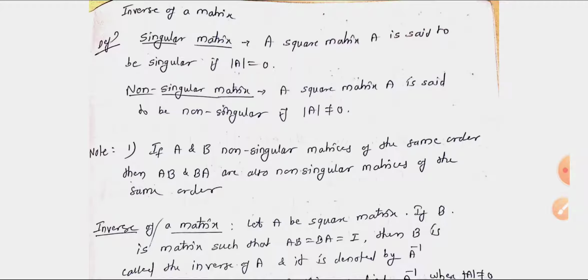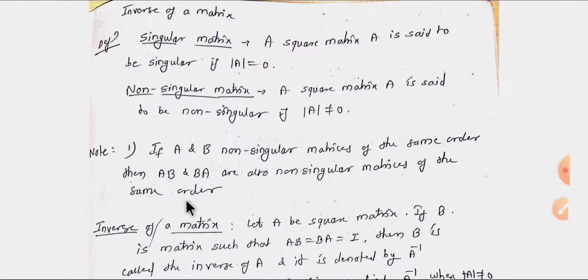So what is a singular matrix? A square matrix A is said to be singular if determinant of A equals 0, meaning the determinant's value is 0. Non-singular means the determinant is not equal to 0, then the square matrix is said to be non-singular. One note: if A and B are non-singular matrices of the same order, then AB and BA are also non-singular matrices of the same order.